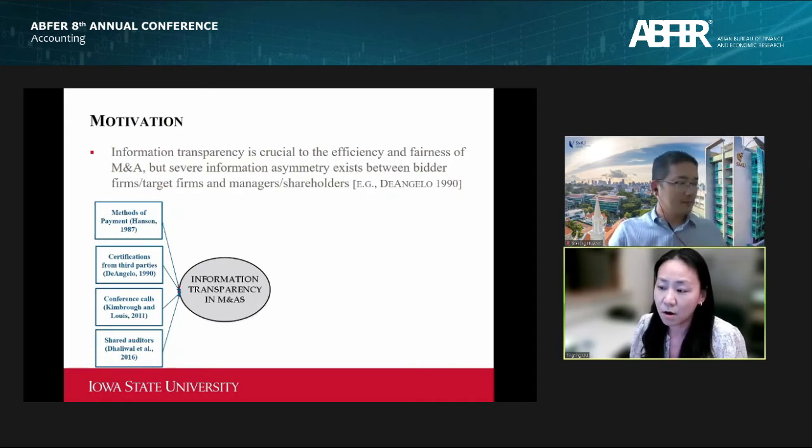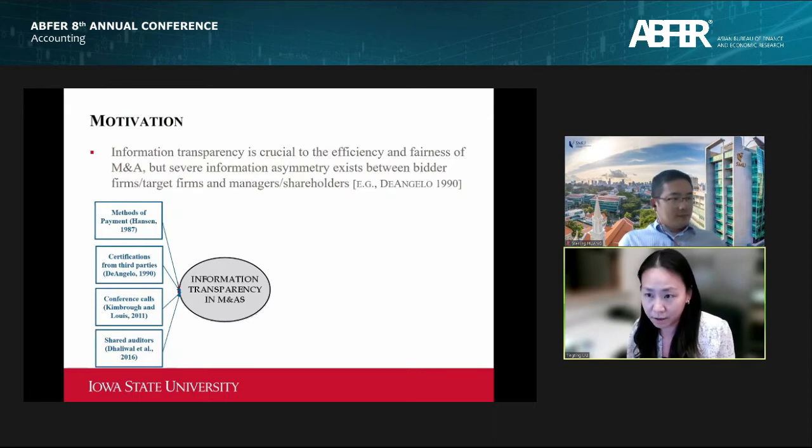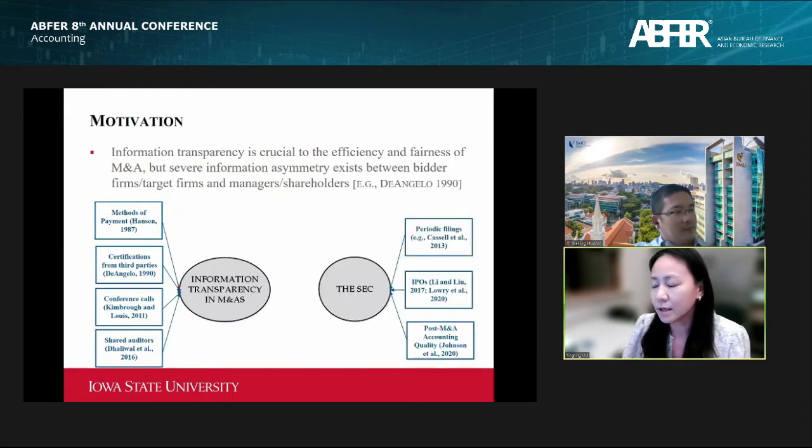The conference call is another channel: bidders sometimes hold a conference call on the merger announcement day or the day immediately following the announcement, to provide more information to investors. And finally, a recent JAE paper documents that a shared auditor can also provide an information advantage if the same auditor previously audited both the bidder and the target. Those are voluntary channels firms have to reduce information asymmetry.